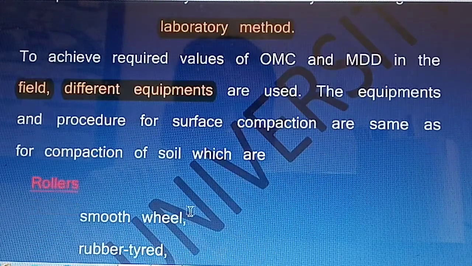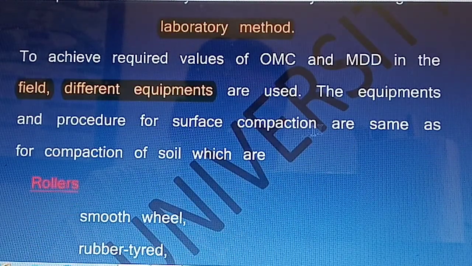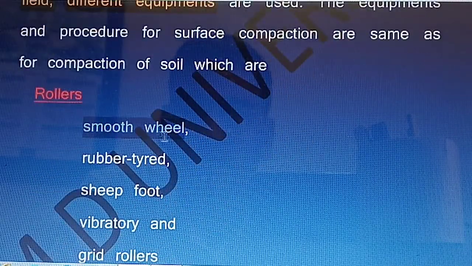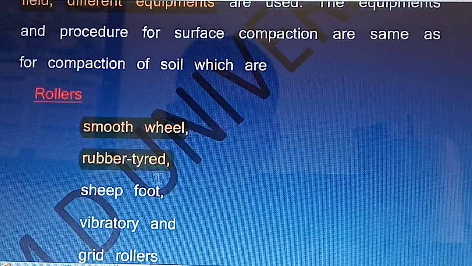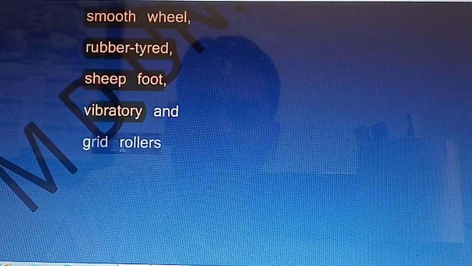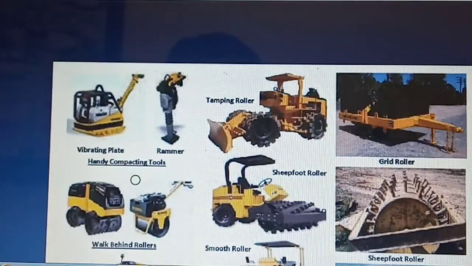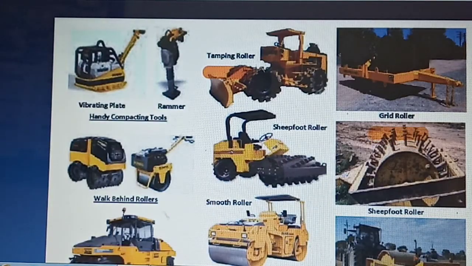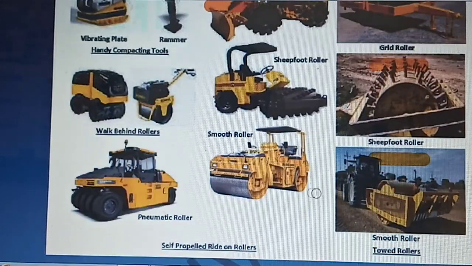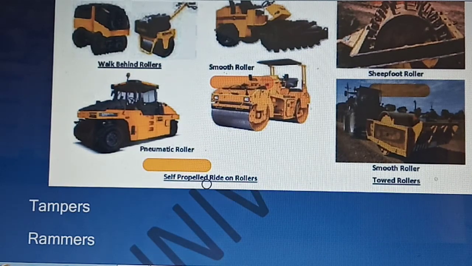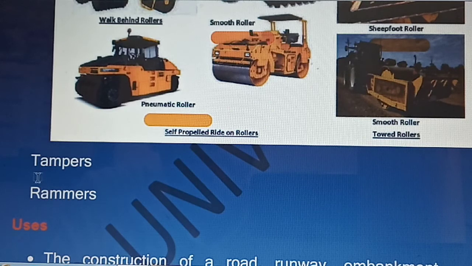The equipments and procedure for this shallow compaction or surface compaction are the same as for compaction of soil, which are different types of rollers, that is smooth wheel roller, rubber tire roller, sheep foot roller, vibrating roller, and grid roller. And these are the figures of different types of roller. It is a dumping roller, it is a grid roller, sheep foot roller, smooth roller, pneumatic roller. Other than rollers, dampers are used for compaction and rammers also.